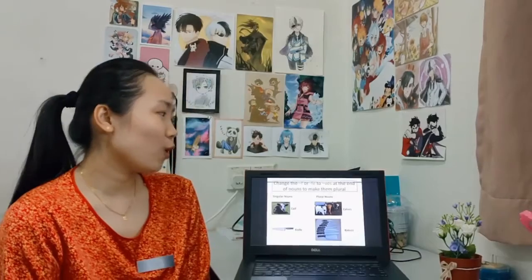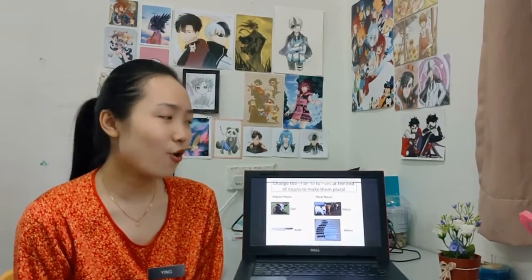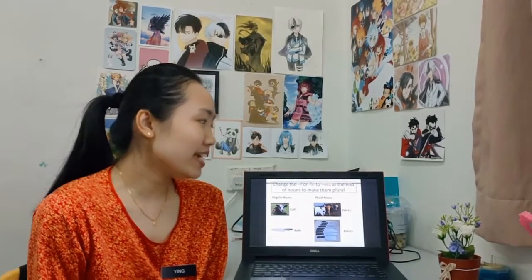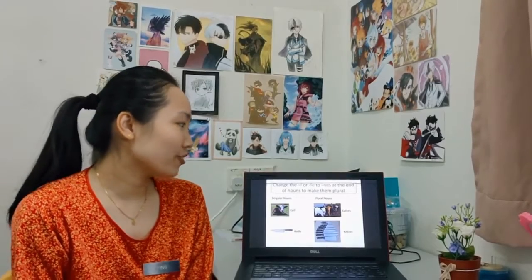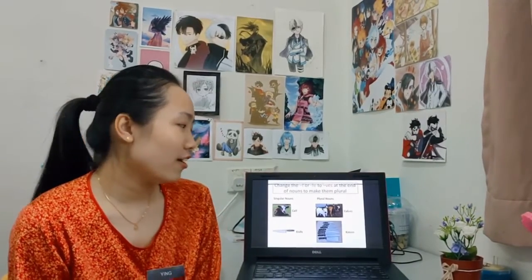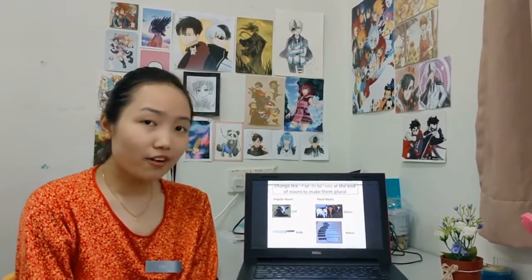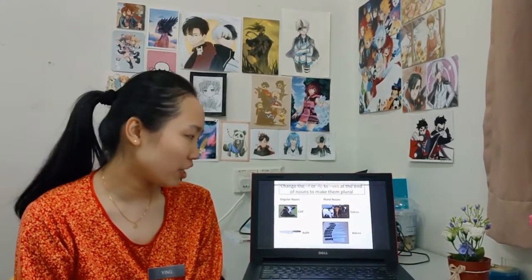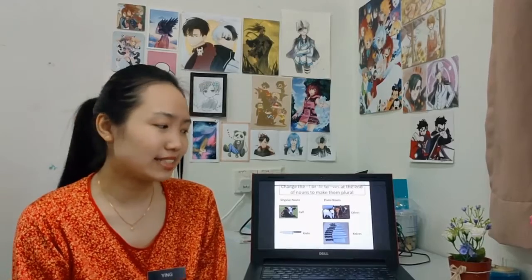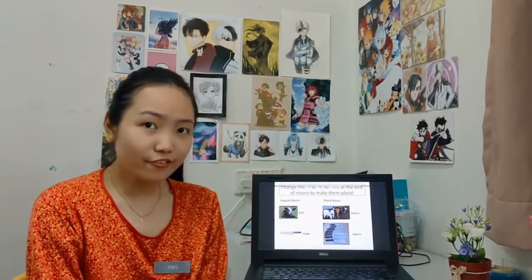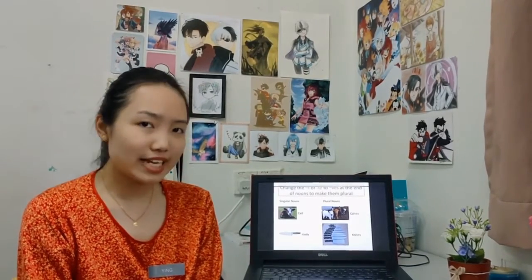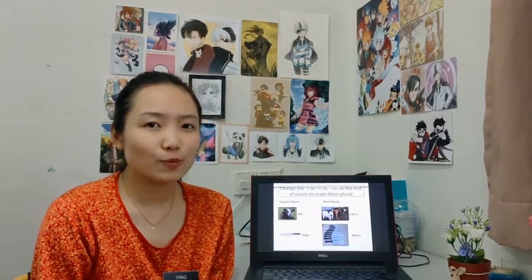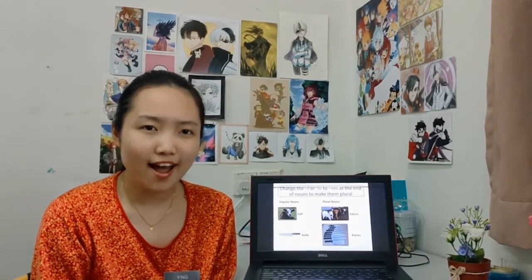Next, we also change the f or fe to ves at the end of nouns to make them plural. For example, we have calf. In the plural we call it calves, by changing the f to ves. Same goes with knife. We change the fe to ves. So the plural noun is called knives.